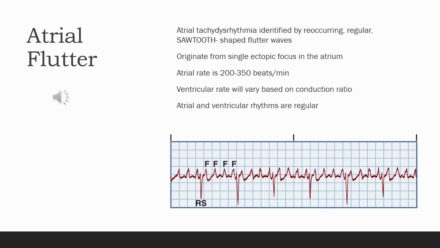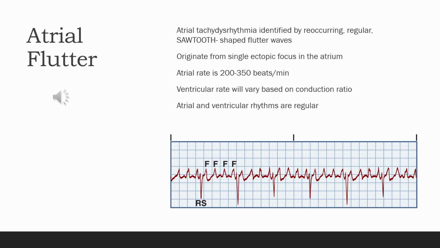All right, so now let's talk about atrial flutter, which is a type of atrial tachydysrhythmia that originates from a single ectopic focus in the atrium. So this comes from one electrical charge focus starting point in the atrium that's not the SA node. This rhythm is recognized by sawtooth-shaped flutter waves that are recurring and regular. So instead of seeing that normal pretty little P wave that we love so much, we actually see these sawtooth-shaped flutter waves in their place.